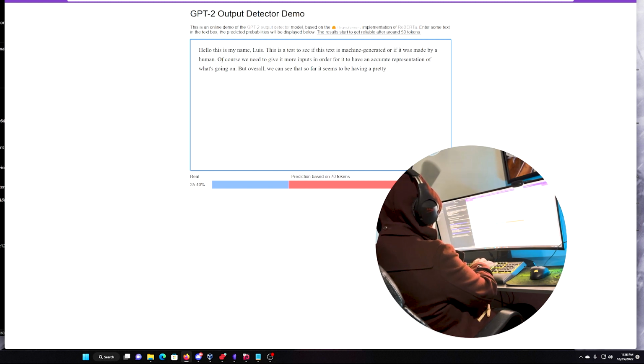Check for contextually inappropriate responses. Another way to spot machine-generated text is to look for responses that are contextually inappropriate. For example, if someone is responding to a question about a specific topic, but their response is completely unrelated, it could be a sign that the text was generated by a machine.